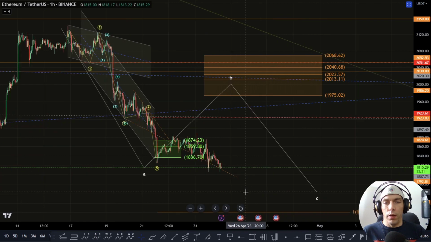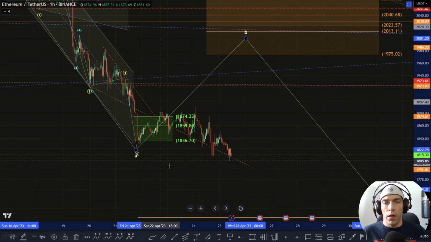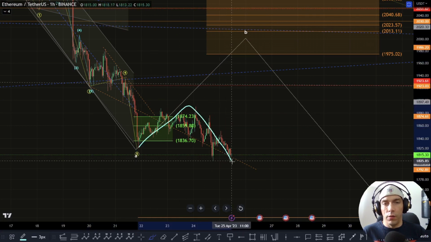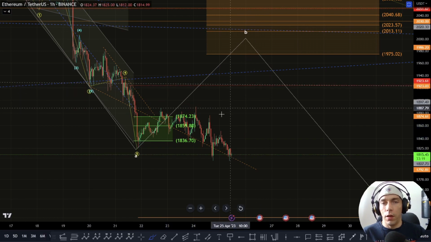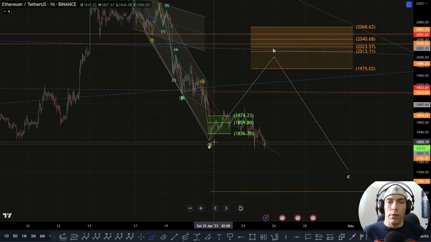If this is what's playing out, we could be looking to form a flat correction in a B wave, in which case we could start to see something like this, where this becomes A, we get this as a B wave, we get a five-wave move up as a C wave. So we'll talk about that. But it is also possible because of the length of this.